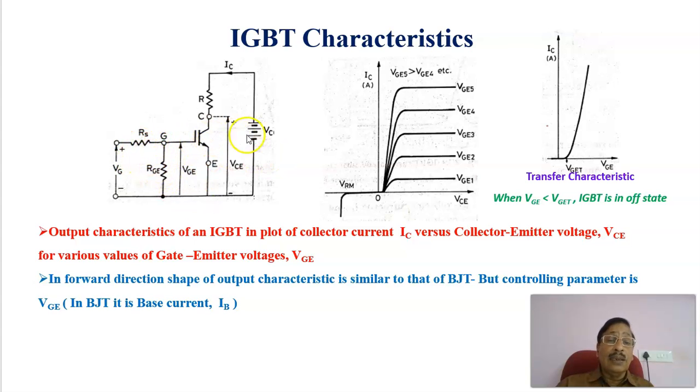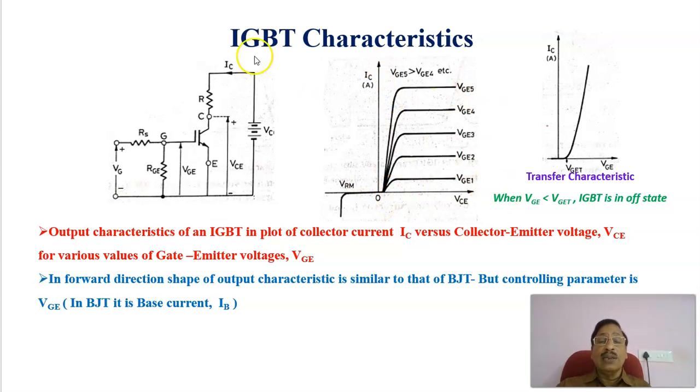Here the output characteristic is a characteristic that depicts the variation of the collector to emitter voltage VCE versus IC. Just like a BJT, the variation is the same, VCE versus IC, but the variable that is changing here is the gate to emitter voltage. That is, for different VGE, gate to emitter voltage, we are plotting the collector to emitter voltage versus IC. In the case of a bipolar junction transistor, it is VCE versus IC for different IB.